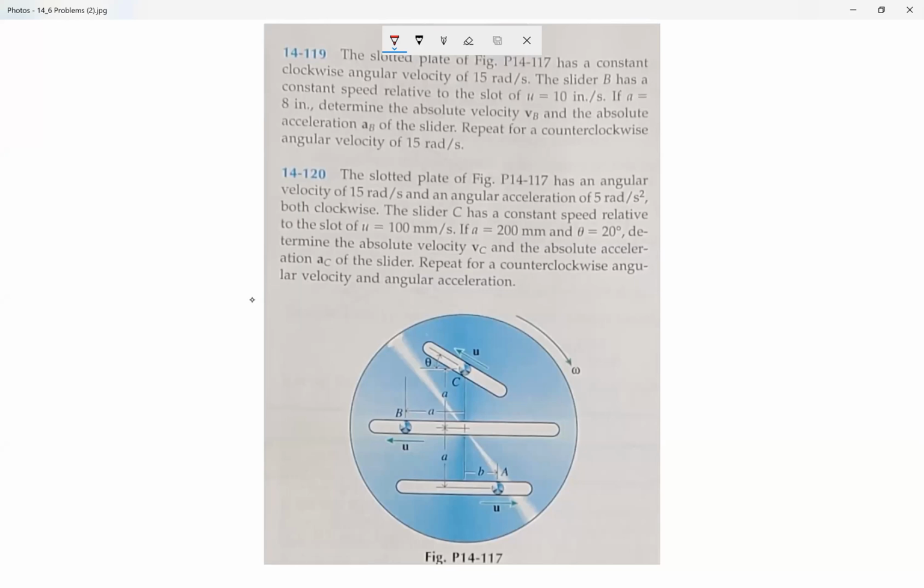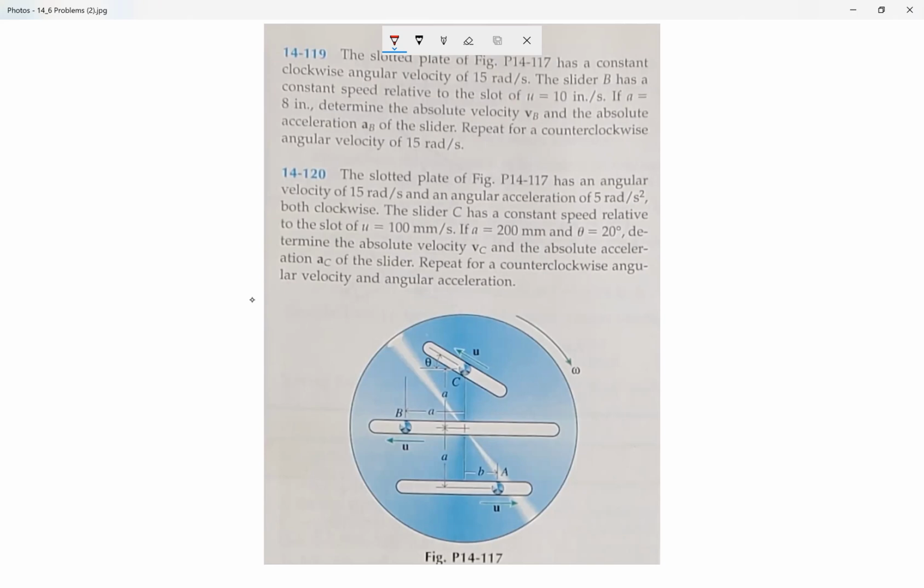This is problem 14-120. The slotted plate of the figure below has an angular velocity of 15 radians per second and an angular acceleration of 5 radians per second squared, both clockwise. The slider C has a constant speed relative to the slot of u equal to 100 millimeters per second. If a equals 200 millimeters and theta equals 20 degrees, determine the absolute velocity v sub C and the absolute acceleration a sub C of the slider. Repeat for a counterclockwise angular velocity and angular acceleration.